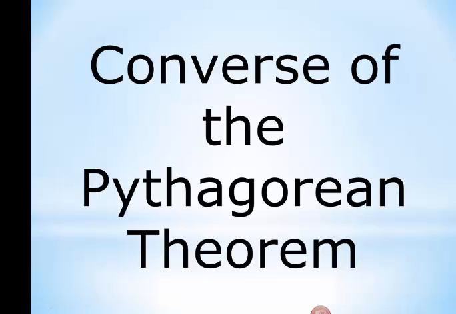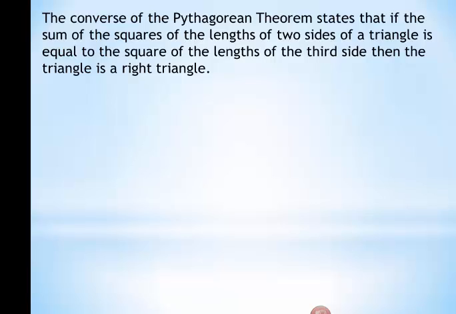Okay, so today's lesson is over the converse of the Pythagorean theorem. Now, what I'm going to tell you, I don't want you to copy down, I just want you to listen to me. So the converse of the Pythagorean theorem states that if the sum of the squares of the lengths of two sides of a triangle is equal to the square of the length of the third side, then the triangle is a right triangle.